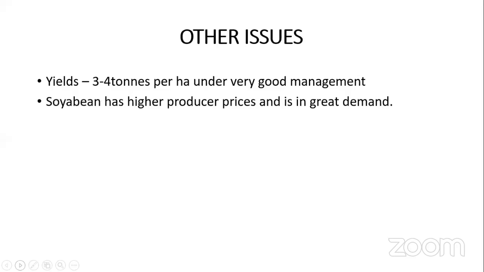Right, then we've got other issues like yield. The yield is normally in the range of 3 to 4 tons per hectare, but this is under very good management. Some people tend to think that if they just plant the soybean seed, ultimately they're going to get a yield within that range. But it's not something that is pretty obvious. It's something that has to be worked for.